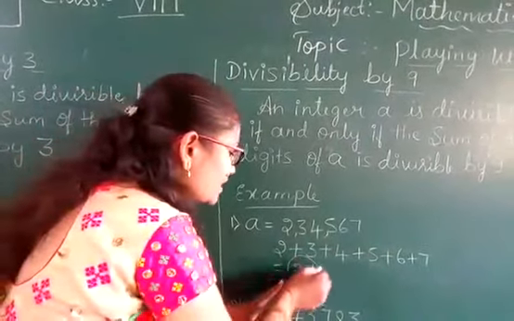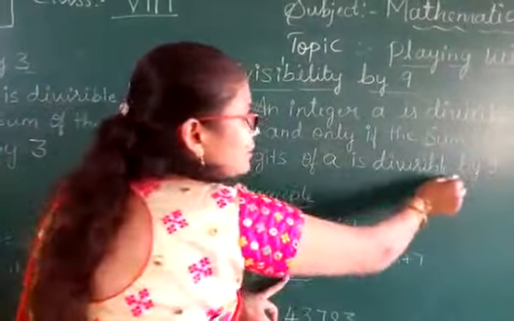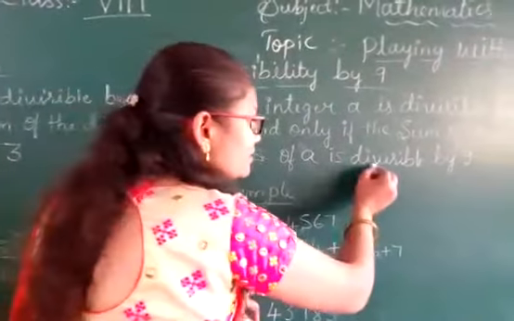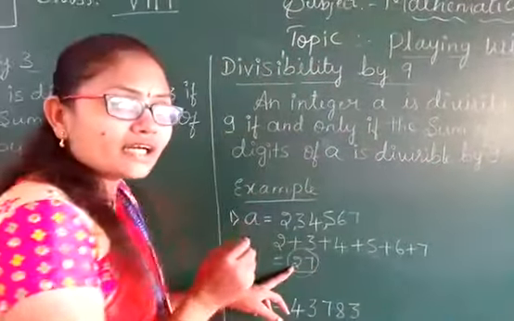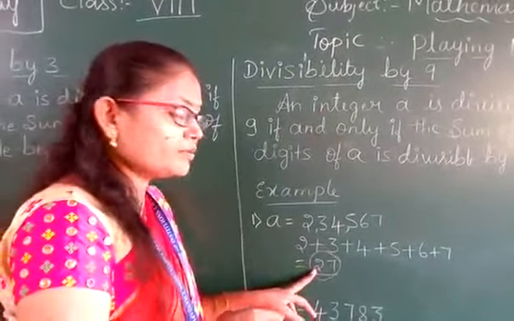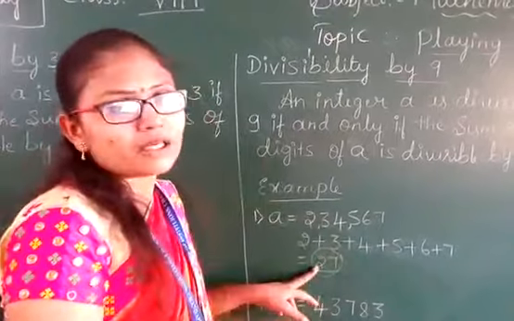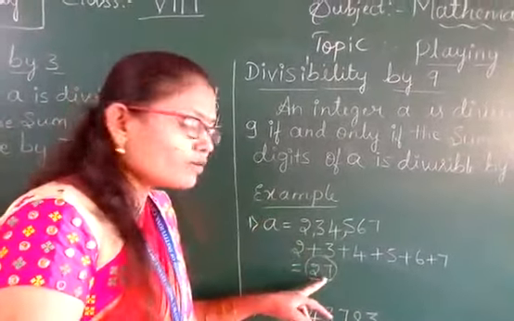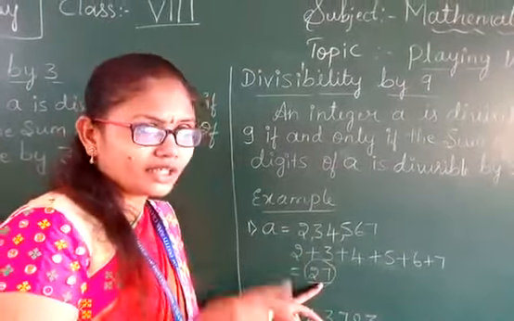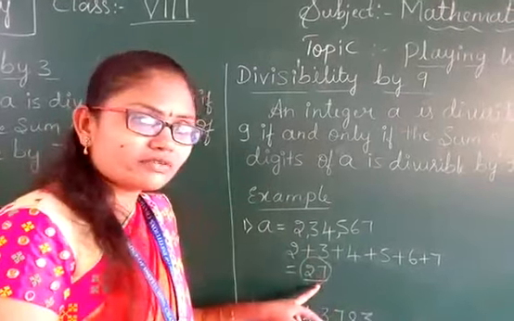Now we have to check whether this 27 is divisible by 9 or not. How are we going to check divisibility by 9? It is very easy. We have to check the multiples of 9. In the multiples of 9, will 27 occur or not? Yes, in the multiples of 9, 27 takes place.